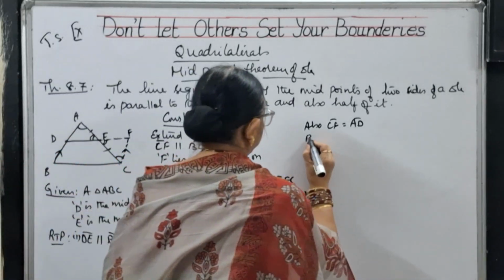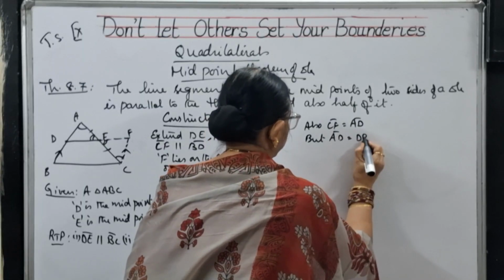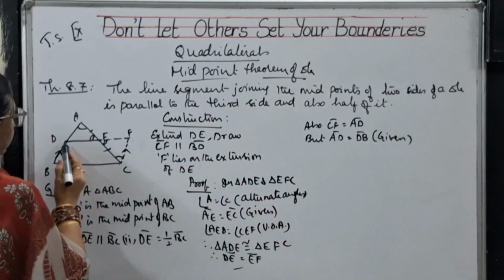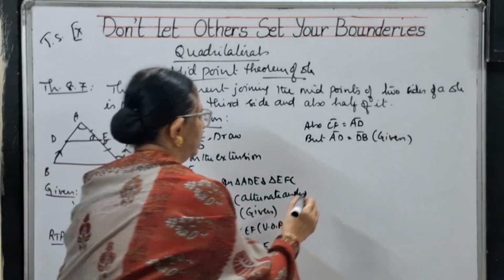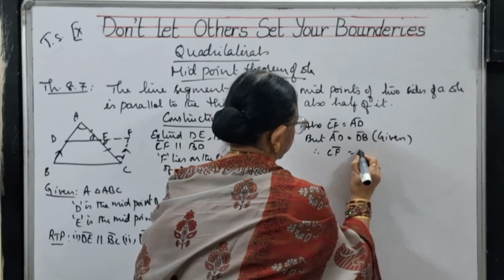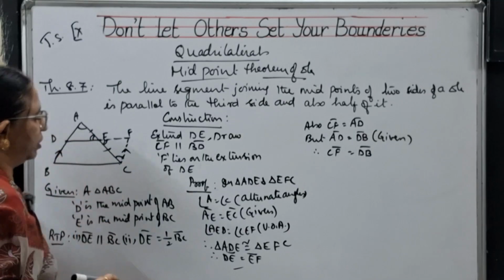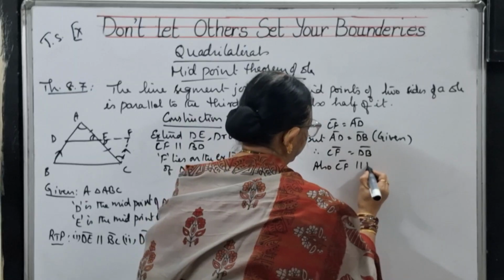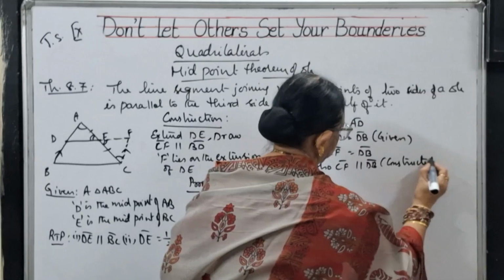But AD is equal to DB. This is given to us. They said D is the midpoint of AB. That means AD is equal to DB. CF is equal to AD, AD is equal to DB. Therefore, CF is equal to DB. We know that also CF is parallel to DB. This is our construction. We have constructed.